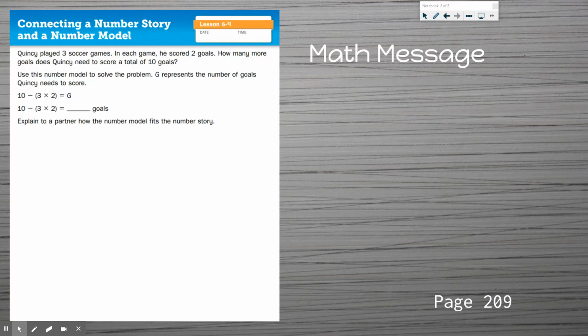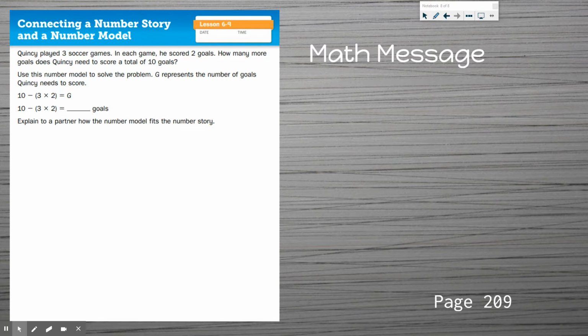All right, so I want you to turn in your book to page 209. And we are going to be doing this connecting a number story to the number model. So the story says Quincy played 3 soccer games. In each game, he scored 2 points. How many more goals does Quincy need to score a total of 10 goals? So we have to use this number model to solve the problem. G is going to represent the number of goals Quincy needs to score.